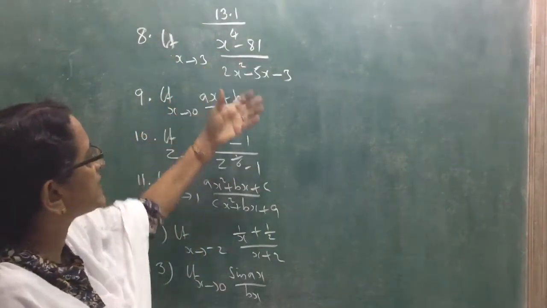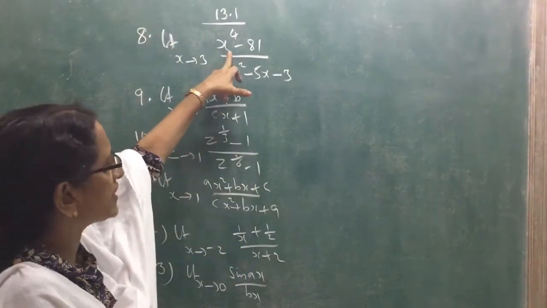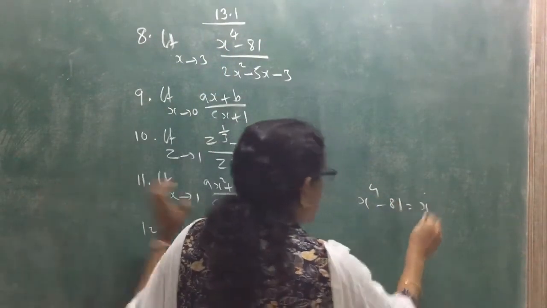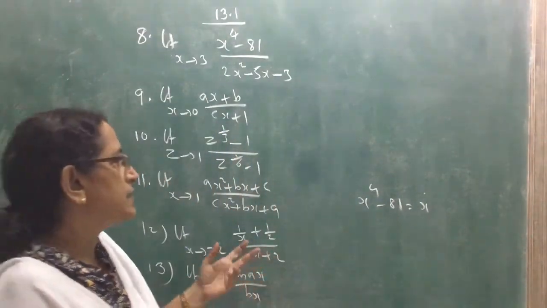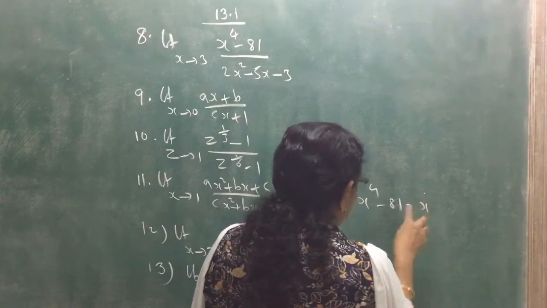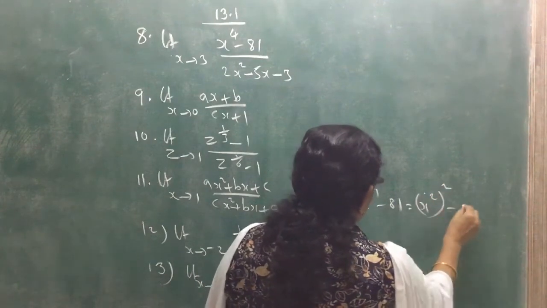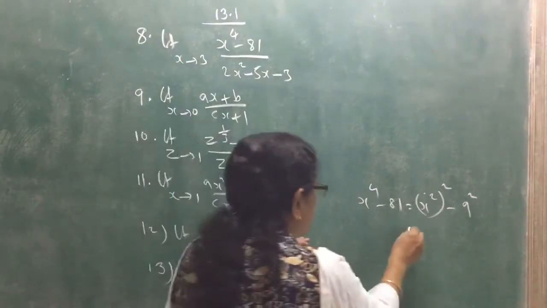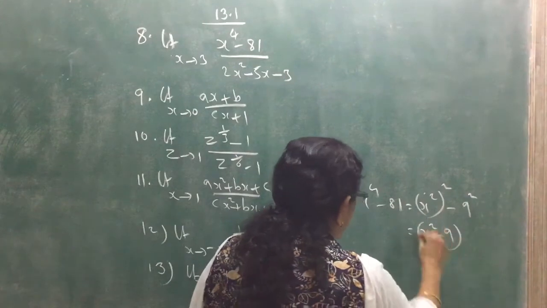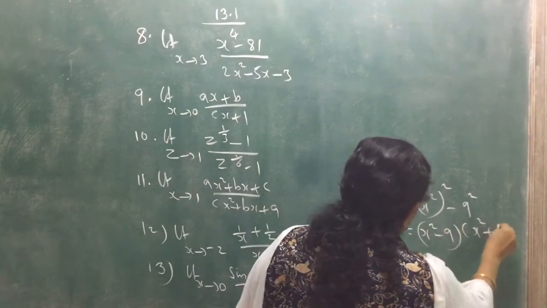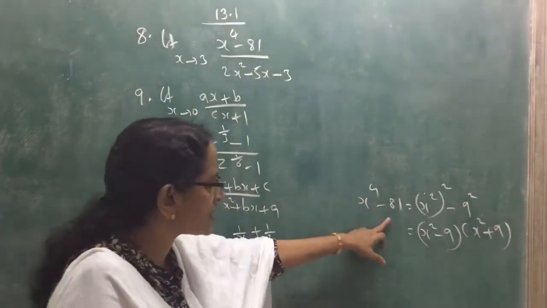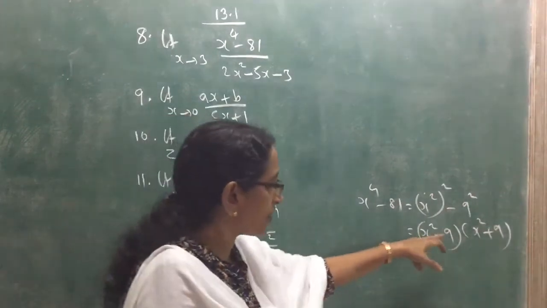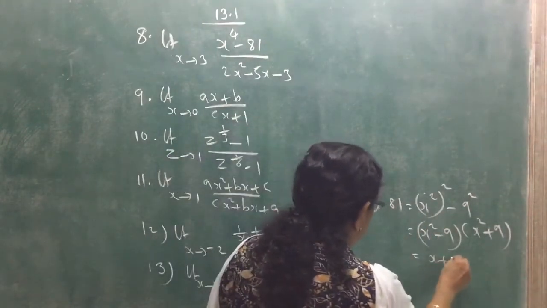See, both numerator and denominator we can factorize. So numerator we can factorize and write as x raised to 4 minus 81. See, 81 we can write as 9 square. So we can write x raised to 4 as x square whole square minus 9 square. Now we can use the identity a plus b into a minus b, that is equal to x square minus 9 into x square plus 9. Again, x square plus 9 we cannot factorize. x square minus 9 can be factorized as x plus 3 into x minus 3.